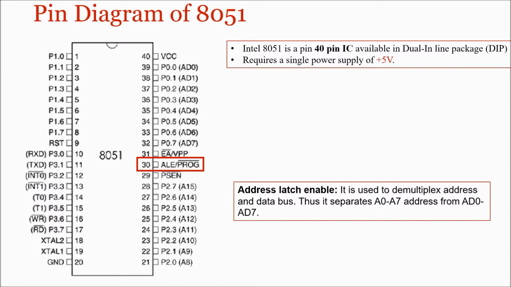The next is the ALE pin. So it is the address latch enable pin, and it is used to demultiplex the address and data bus of port P0. So it separates the A0 to A7 address from the AD0 to AD7 multiplexed bus.